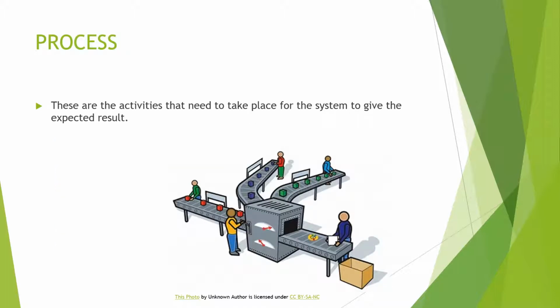The second part of a system is the process. The process includes all the activities that need to take place for the system to get the expected result. In order for the system to produce the expected result, the process must be well planned, organized, and controlled. Both people and machines are needed to identify and solve problems and to make improvement.